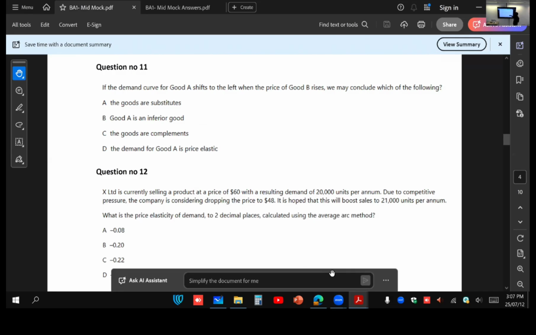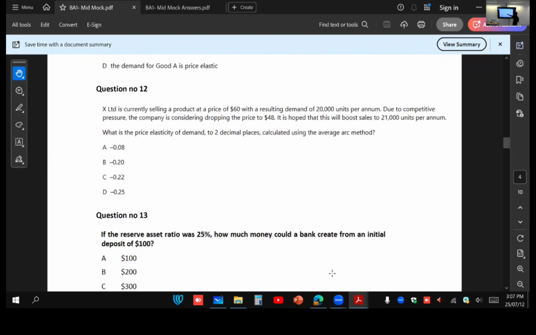Question number 12. X limited, price elasticity of demand. How to calculate? I'm not going to do it, right? Price elasticity of demand is the percentage change in quantity demanded divided by the percentage change in price. You may insert the figures and calculate, right?